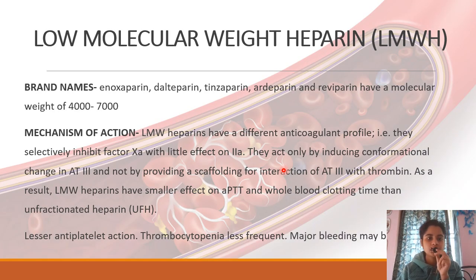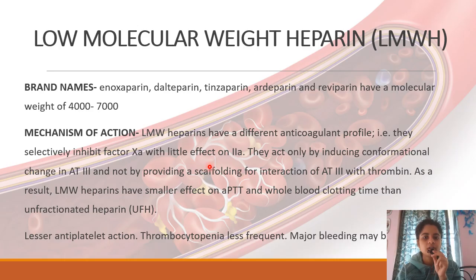Whereas in LMWH, what happens? It selectively inhibits factor 10A with little effect on 2A. 2A is factor 2, thrombin. Okay, that is prothrombin, which gets converted into thrombin, that is 2A. So it selectively inhibits factor 10A and has little effect on 2A. Thrombin is a very important factor in the activation of other coagulation factors, as I have shown you in a picture about the coagulation cascade in my previous video.